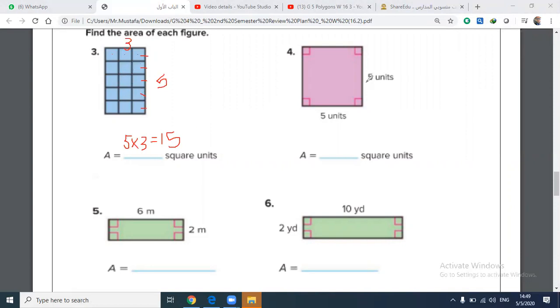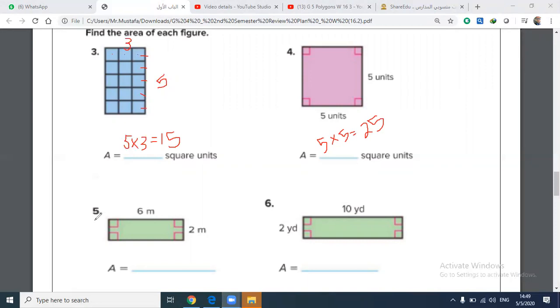Okay. Here I have a square. I can use a formula by multiplying side length by side length. Side length is 5, meaning 5 times itself. So the area is 25. Yes, excellent, Muhammad. 5 times 5 equals 25. So the answer is 25 square units.